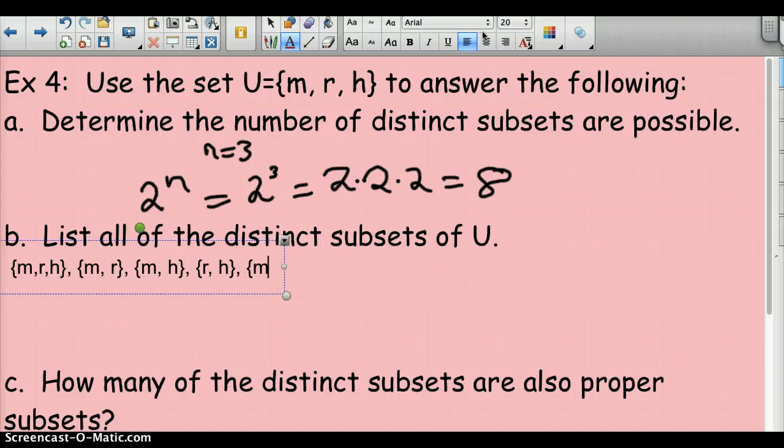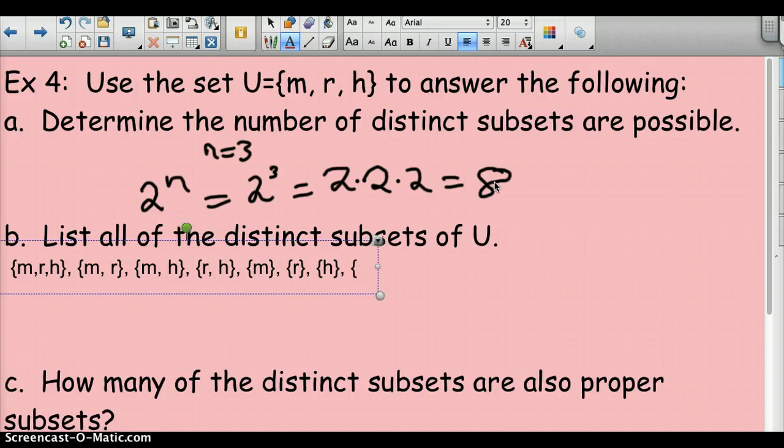Down to 1, a subset that has 1 element. Well, it could be M, R, or H. And it's nice to know how many subsets there are before you actually write them out, because you're going to end right there and think, I'm done. I've got all of them. I listed them out. Well, if we count here, I count 1, 2, 3, 4, 5, 6, 7. And we're supposed to have 8 of them. So we're missing 1.